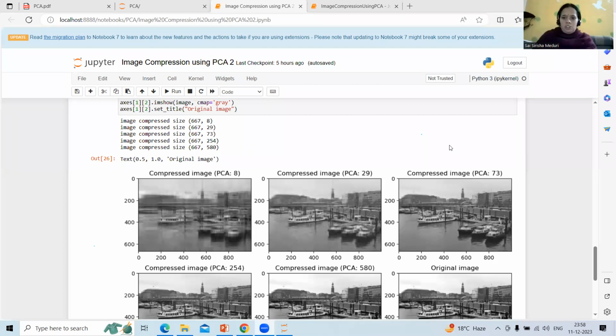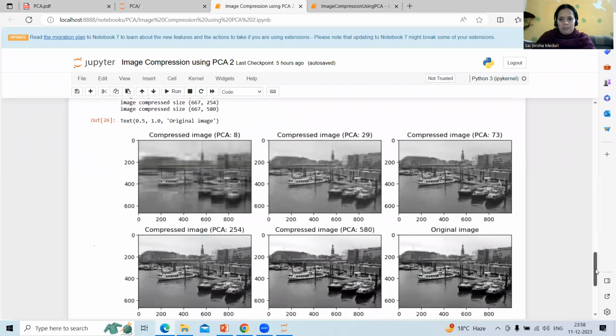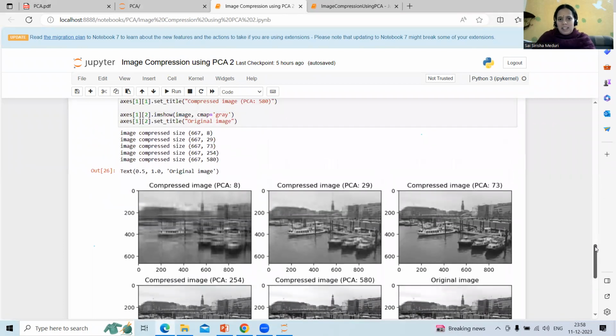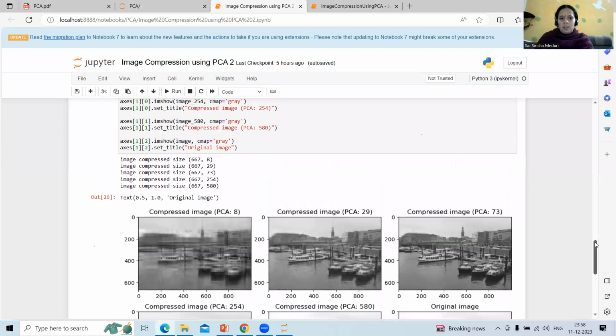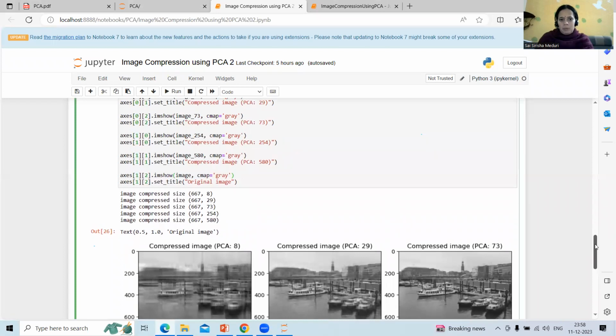And one more thing I want to highlight here. Whatever I'm printing here, if you want to see the image, I have to decompress it. PCA output will not have any valid information visually. It is a linear combination of other features. So here what we have to do is apply inverse transformation, and then only we can print and see the image.